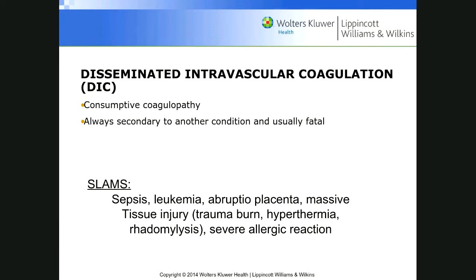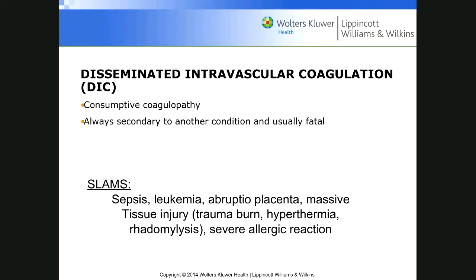This is the area where we have a condition in which you have clots everywhere, called disseminated intravascular coagulation, or DIC. DIC can be caused by a number of things that you can see here: sepsis, leukemia, abruptio placenta, and massive trauma, for example. Typically, you just remember them as SLAM: sepsis, leukemia, abruptio placenta, massive trauma, and severe allergic reaction. There are many more, but this is a good way to remember them.